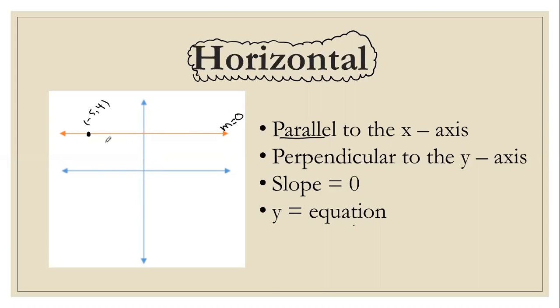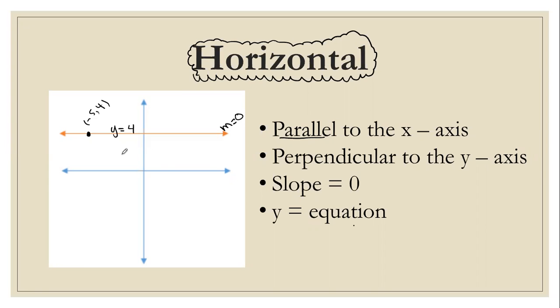Well, based on that information, this is a y equals equation. So what is the y value in this ordered pair? Is it the -5 or is it the 4? A 4. So that tells me the equation to this line is y equals 4. That's it.